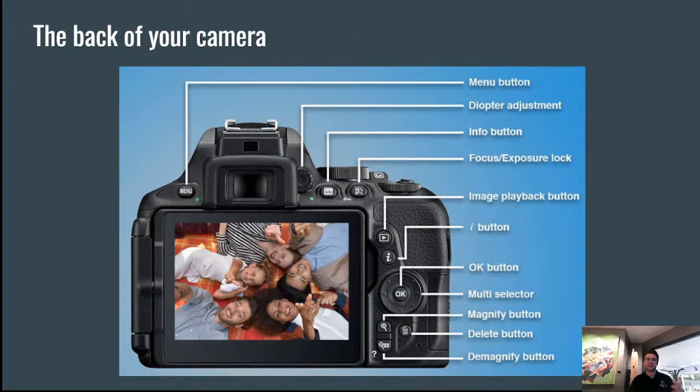Multi-selector, pretty self-explanatory. You can move across the board, select different stuff, your settings, your photos. You can either turn that dial on the Nikon, or you can actually press the buttons and move in different directions. OK is in between that. It's an OK button that moves you forward in different directions.